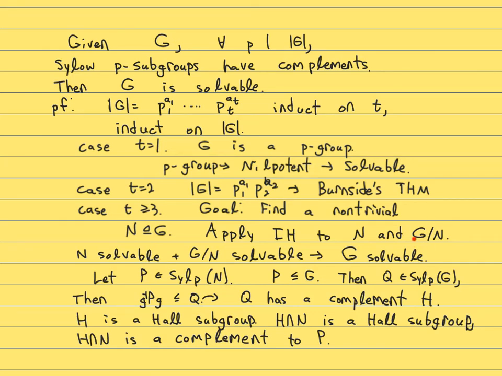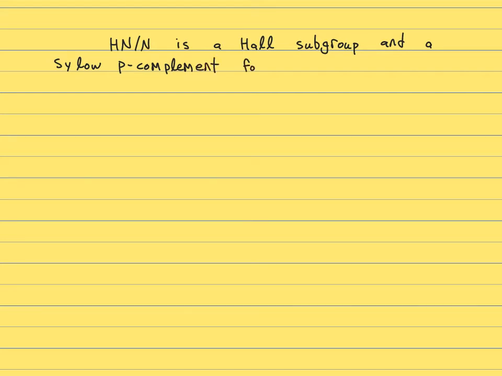One can do the same thing with the quotient here. You take a Sylow subgroup, you find a complement, it's a Hall subgroup, and so you can check that HN mod N is also a Hall subgroup. And a Sylow p-complement for G mod N. So every Sylow p-subgroup in N and every Sylow p-subgroup in G mod N does in fact have a complement. So you can apply the induction hypothesis. So all the hard work is going to be proving that a non-trivial normal subgroup actually exists.